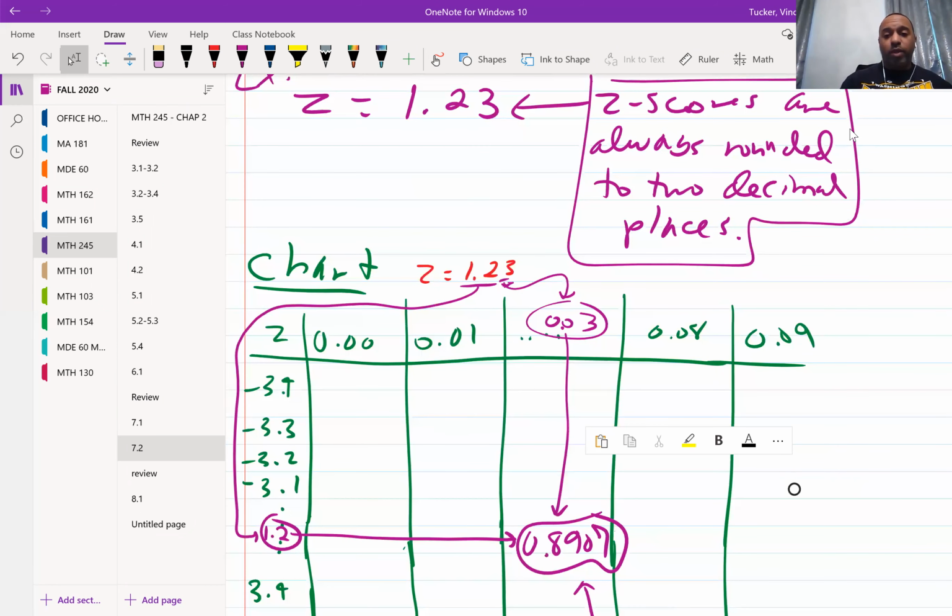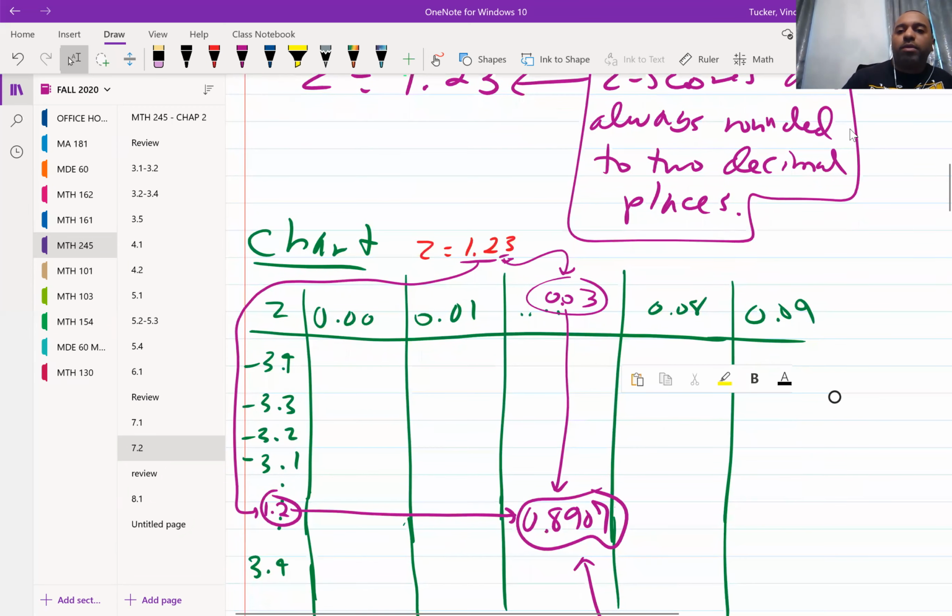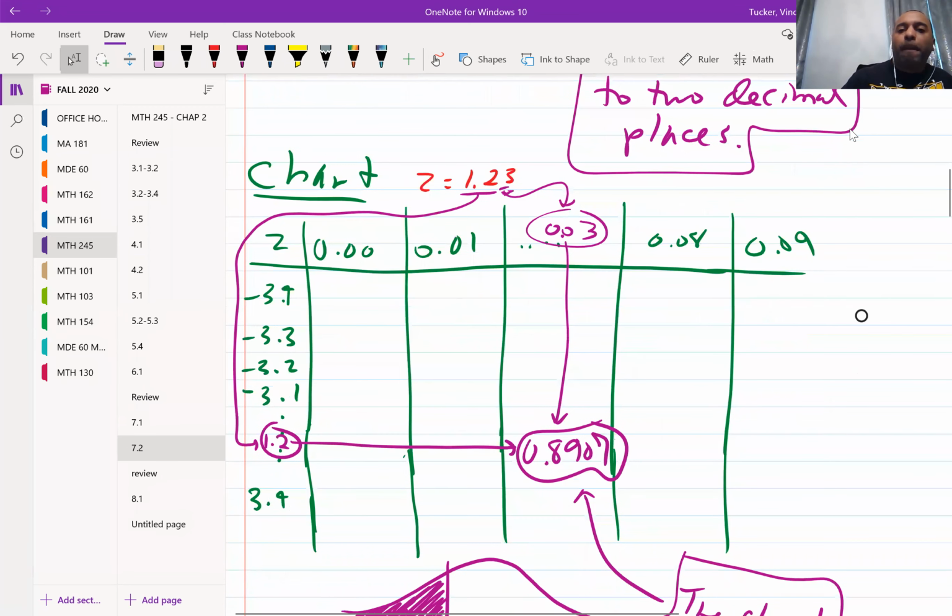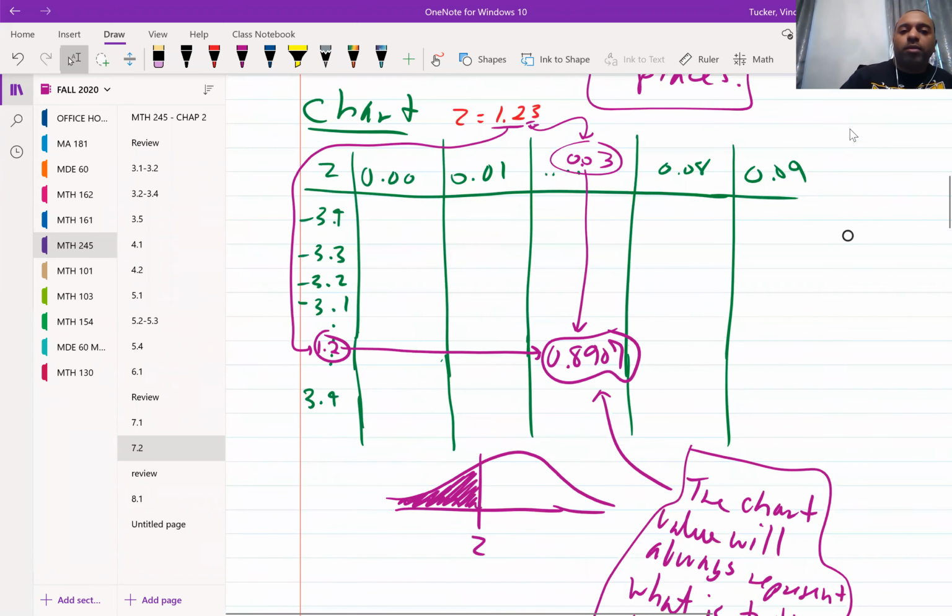So the way we'll read our chart is that, let me see, is everybody done with this purple? Scroll all the way up. Do it like this.